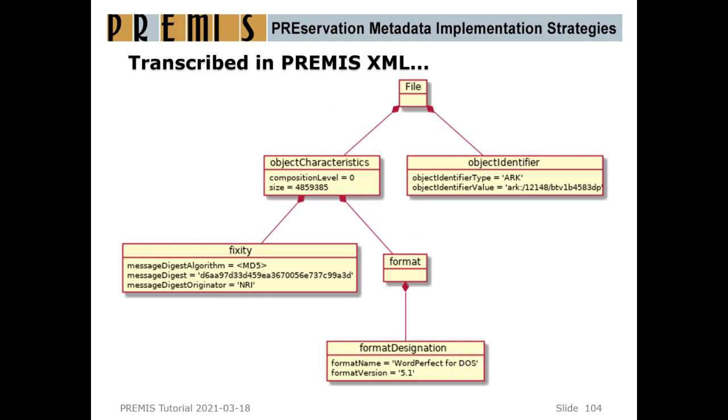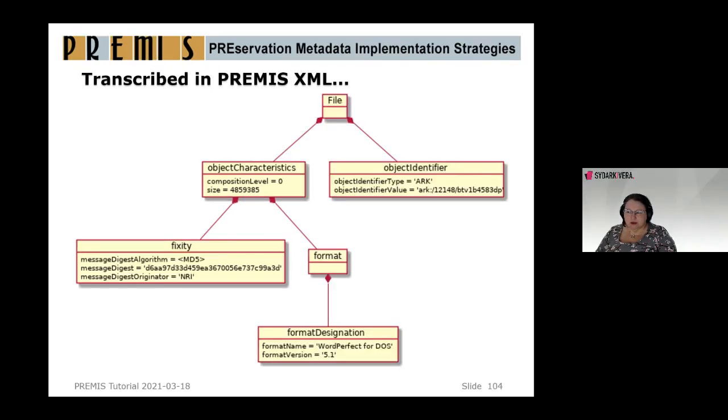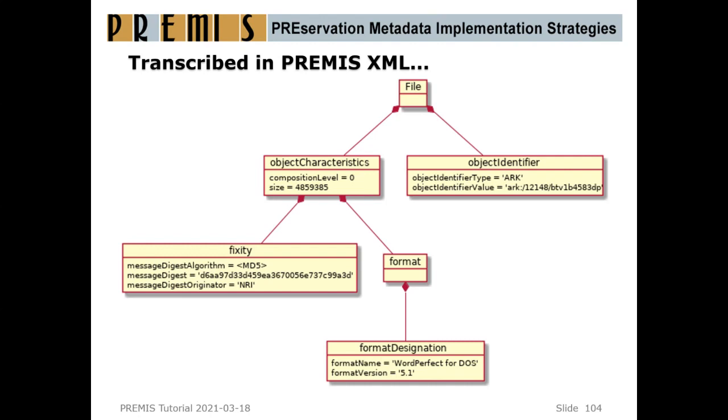If we look at it in XML, it's quite simple, easy. We have the file, we have the object characteristics under it, we have the identifier, and as Elle said, type and value is always mandatory. How can we otherwise identify this object?